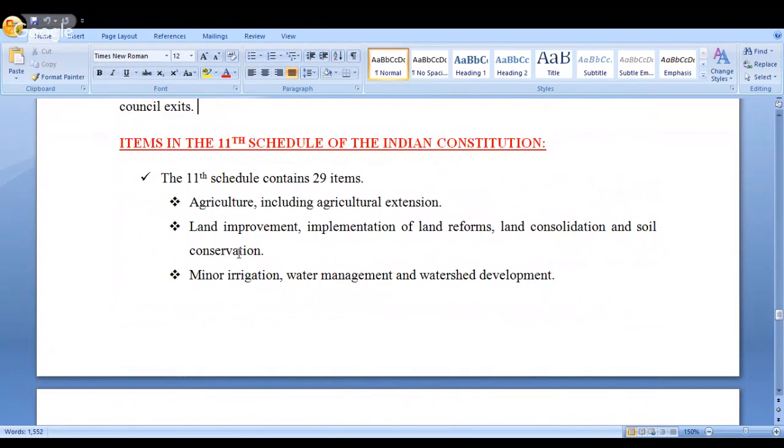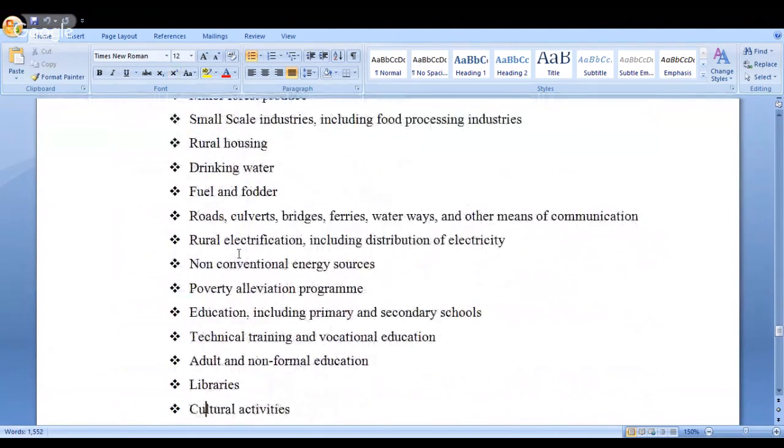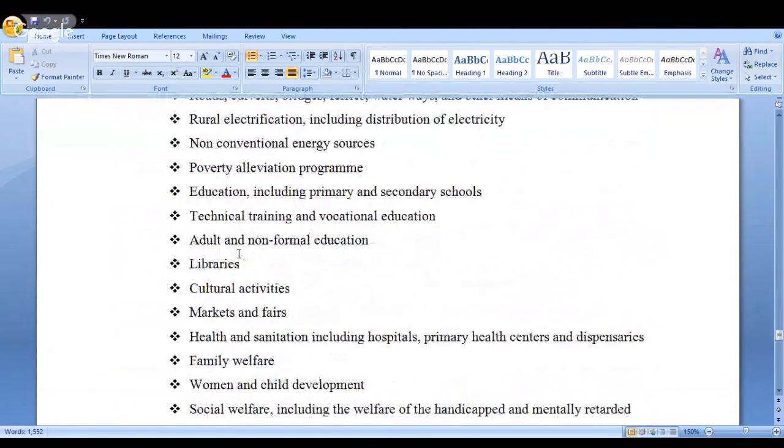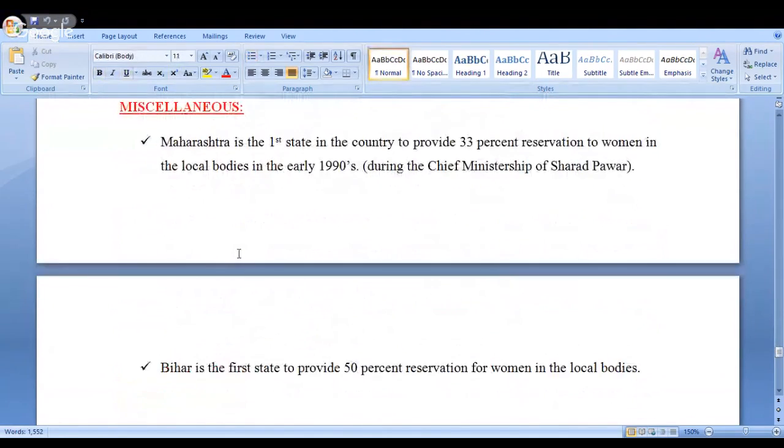And finally, so these are the list of the items that are present in the 11th schedule. This is a big list, 29 items. Agriculture, including agricultural extension like this. So I have this various things, and everything is uploaded in the site, and this you can read from the text. And I have some miscellaneous points. Please make a note of this.